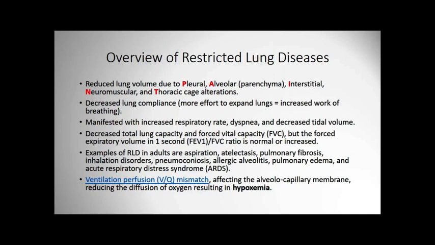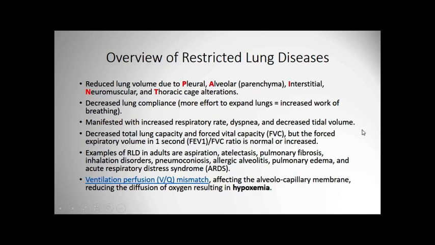This is just an overview that has a mnemonic there. Overview of the restrictive lung diseases. Normally they are characterized by a reduced lung volume. All of the volumes and capacities are reduced and can be due to pleural, alveolar, interstitial, neuromuscular, and thoracic cage causes. You can use the word PAINT, P-A-I-N-T, to remember.